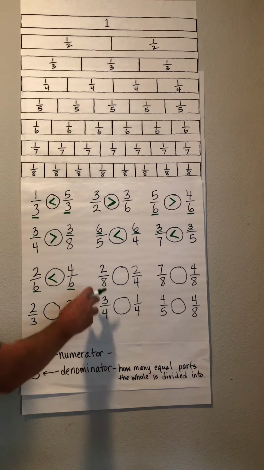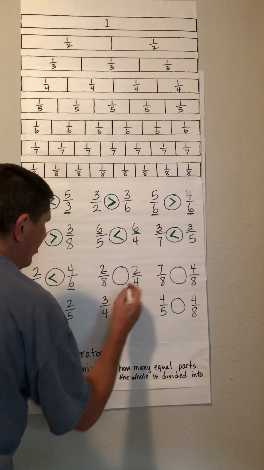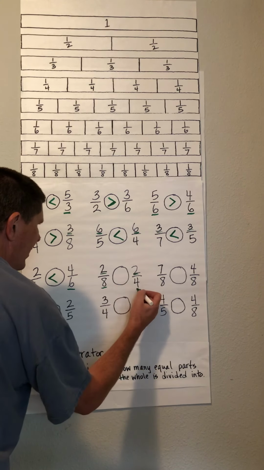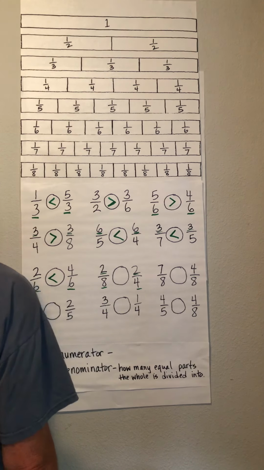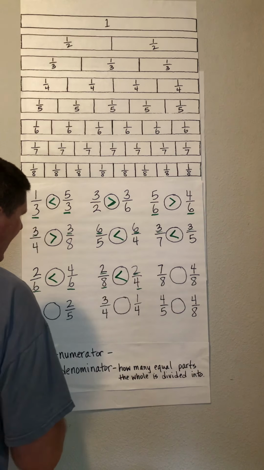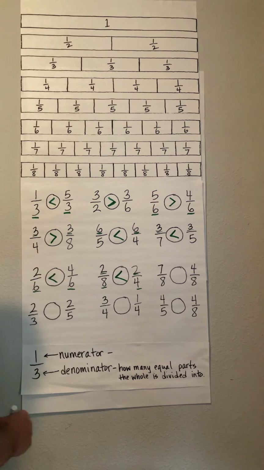Okay, and back to the other kind here. The 2 and the 2 are the same, so you have to look at the 8 and the 4. The 4 is the smaller number, therefore it is the larger fraction. So it goes like that. So 2/8 is less than 2/4.